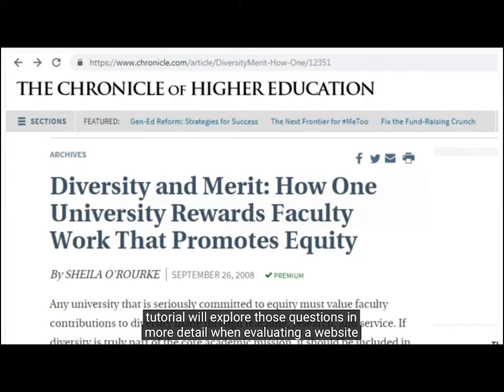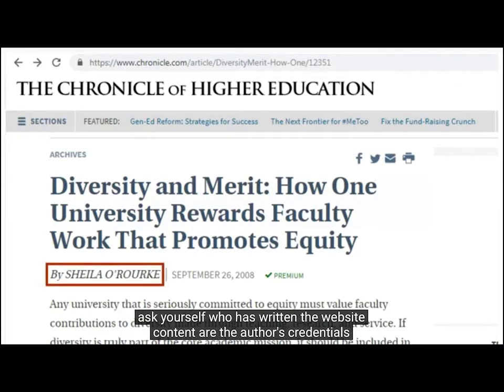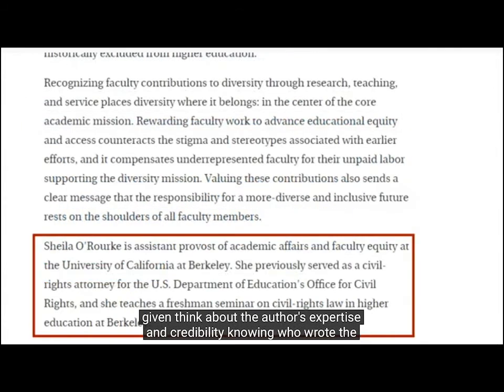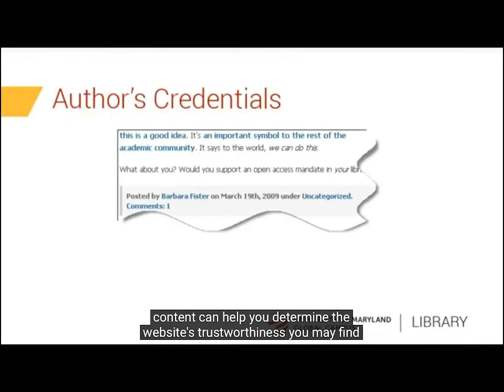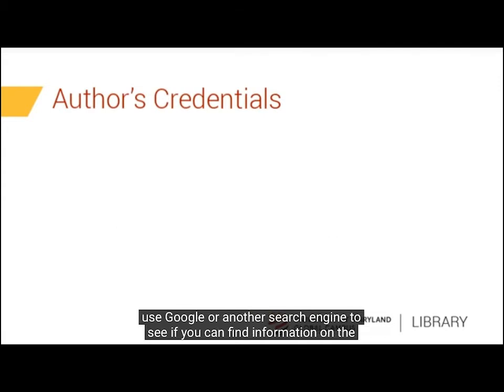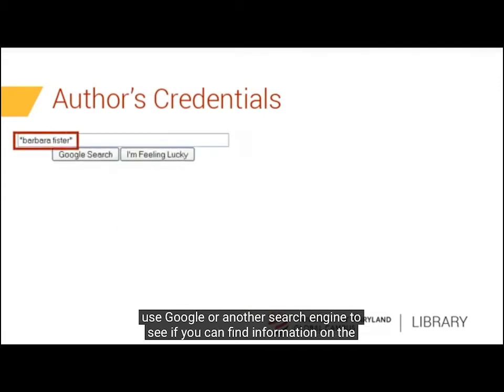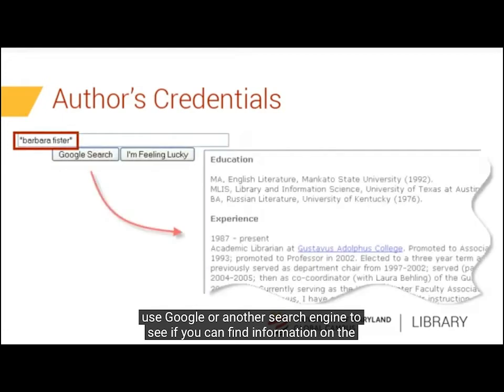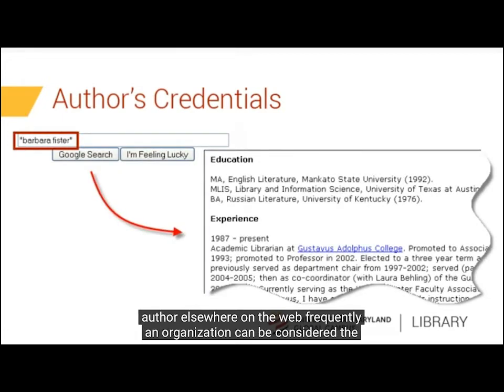When evaluating a website, ask yourself who has written the website content. Are the author's credentials given? Think about the author's expertise and credibility. Knowing who wrote the content can help you determine the website's trustworthiness. You may find an author whose credentials are not given on the website. When that happens, use Google or another search engine to see if you can find information on the author elsewhere on the web.